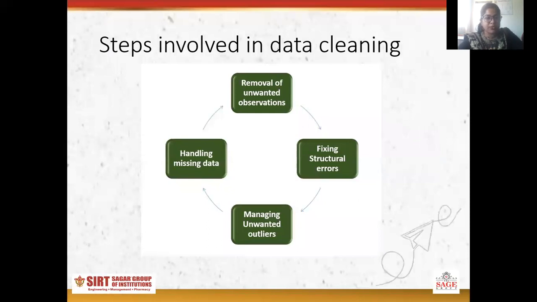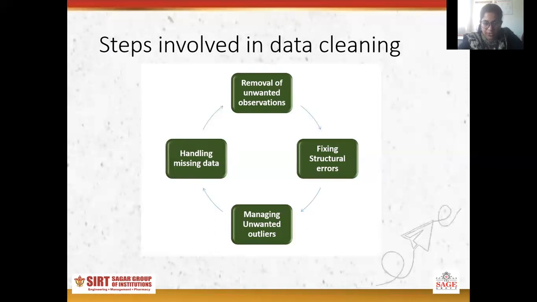Here you can see the steps which are involved in data cleaning. The first is the removal of unwanted observations, data which we do not require. We need to remove that, because keeping it will reduce the quality of our data and also increase the size of the data. So it becomes a great necessity to remove such unwanted observations.